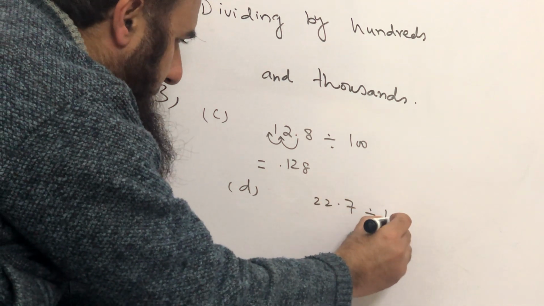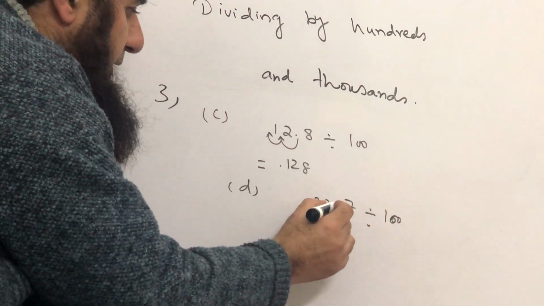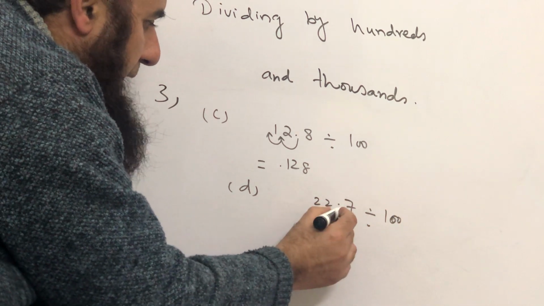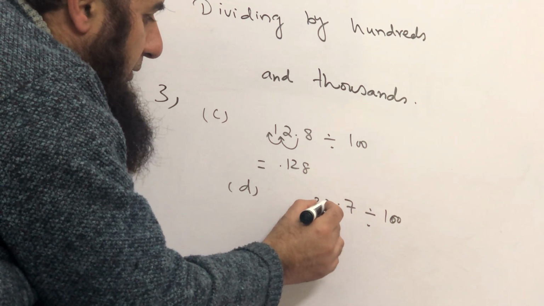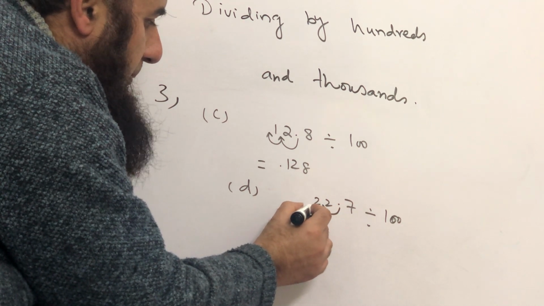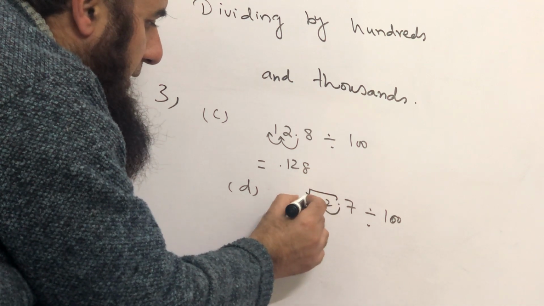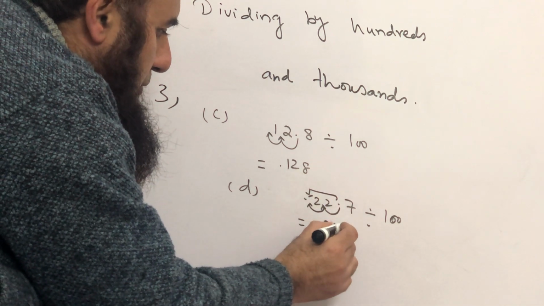22.7 divided by 100. When we divide by 100, we need to shift this decimal to the left side two times. This is one jump, okay. We need to jump the number, then this is the second jump, it comes here, okay. So the answer becomes 0.227.